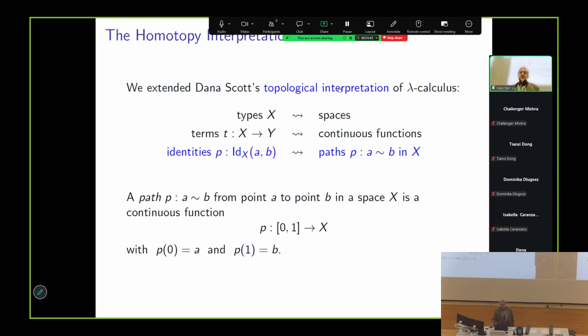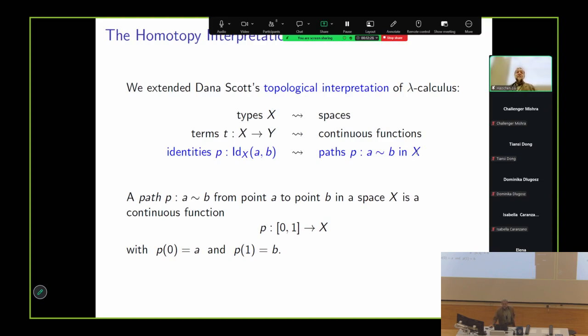The idea is we take Dana Scott's topological interpretation of the lambda calculus, which you may have or may not have seen before, where the types are interpreted as spaces and the terms are interpreted as continuous functions. This is Scott's idea that computability is modeled by continuity. We take continuous functions, and now we extend that interpretation by one step. We say a proof that A equals B corresponds to a continuous path between the points A and B in the space X. So that's the fundamental idea of the homotopical interpretation.